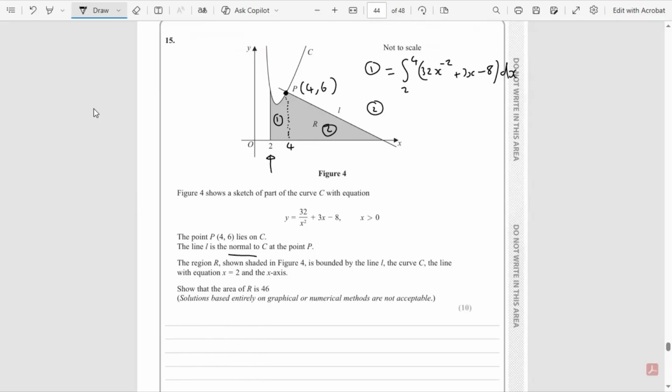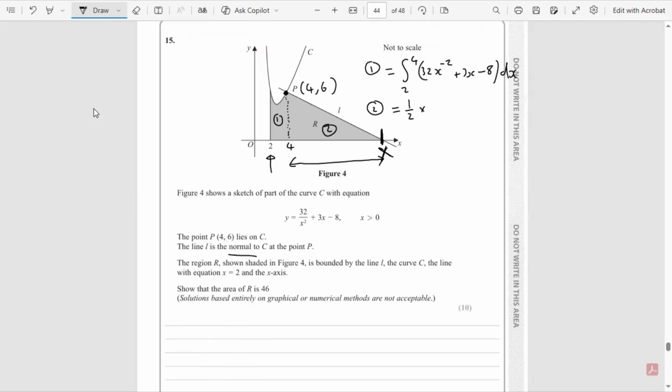And then the second area is, of course, going to be a triangle. So this is just half base times height. Now, we don't know the base of the triangle yet. We don't know this missing length there. Let's just call it capital X. I'm going to call it capital X there. I just don't want to use lowercase x because we're already using lowercase x for the integration. I'll call this capital X.